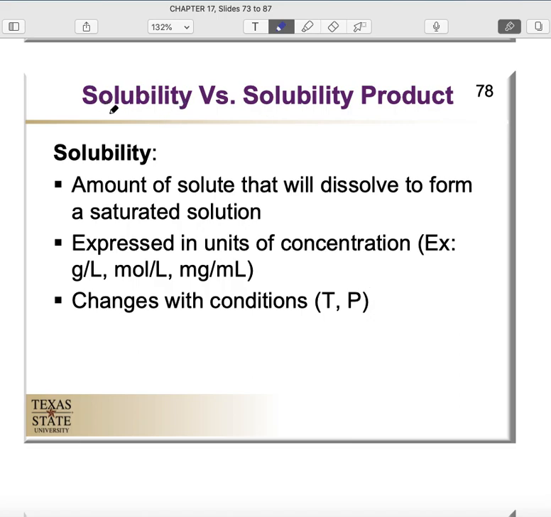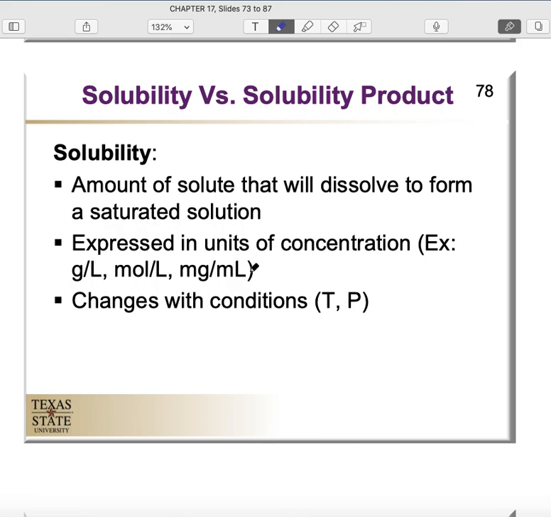So whenever we talk about solubility, we are talking about the amount of solute that dissolves to form a saturated solution, meaning that we're basically saying that this is the maximum amount of solute that can dissolve at that particular temperature. And so it is a measure of concentration. And because of that, its units are going to be concentration units, such as grams per liter or mole per liter, which is molarity, or milligram per milliliter, or something like that, something that represents quantity of material divided by a specific volume.